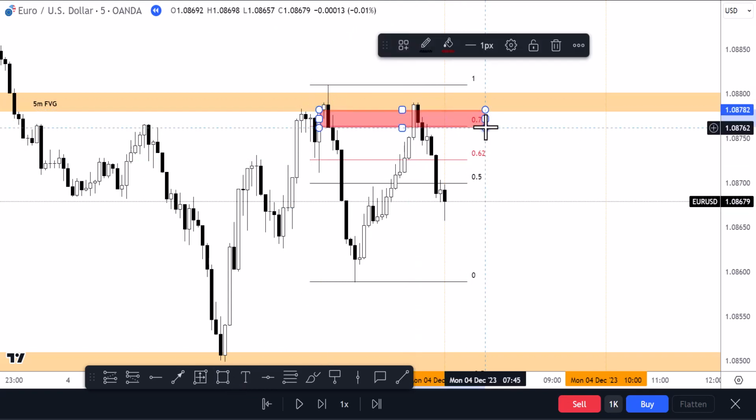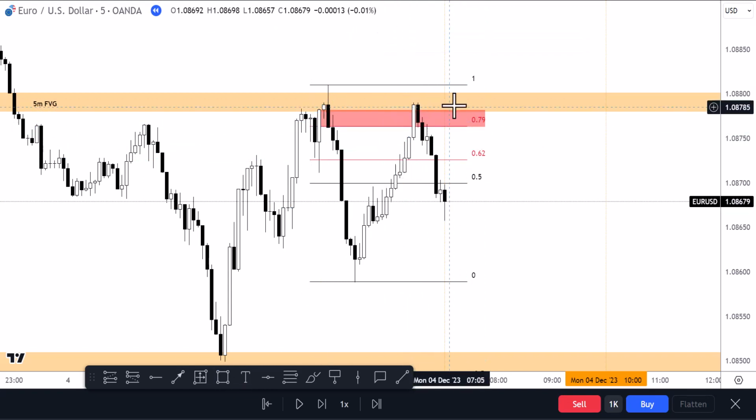So we marked up our fair value gap, so an inbound. See here, we could have went short. Could have went short at the low.